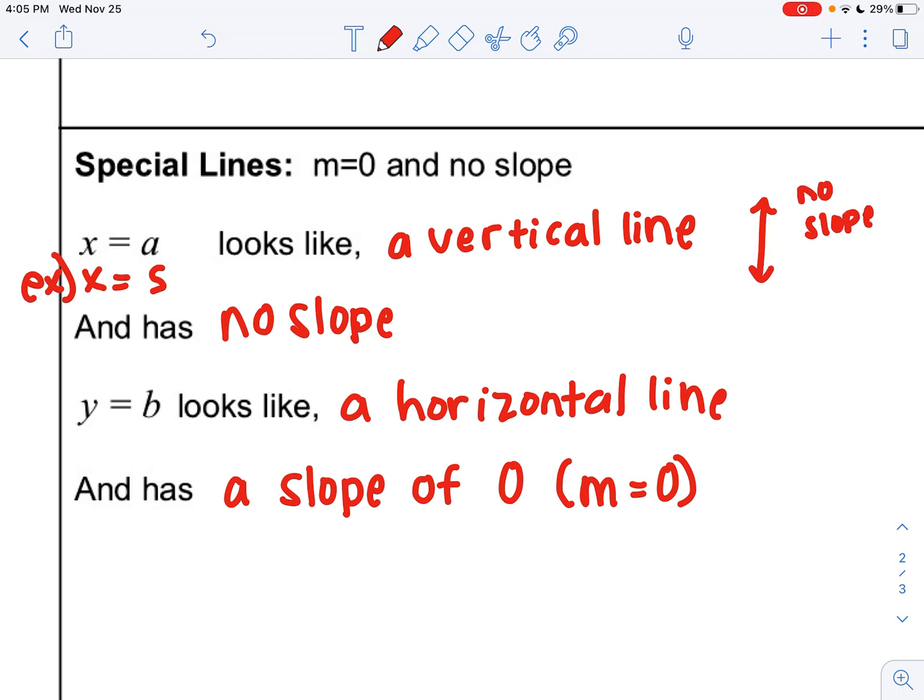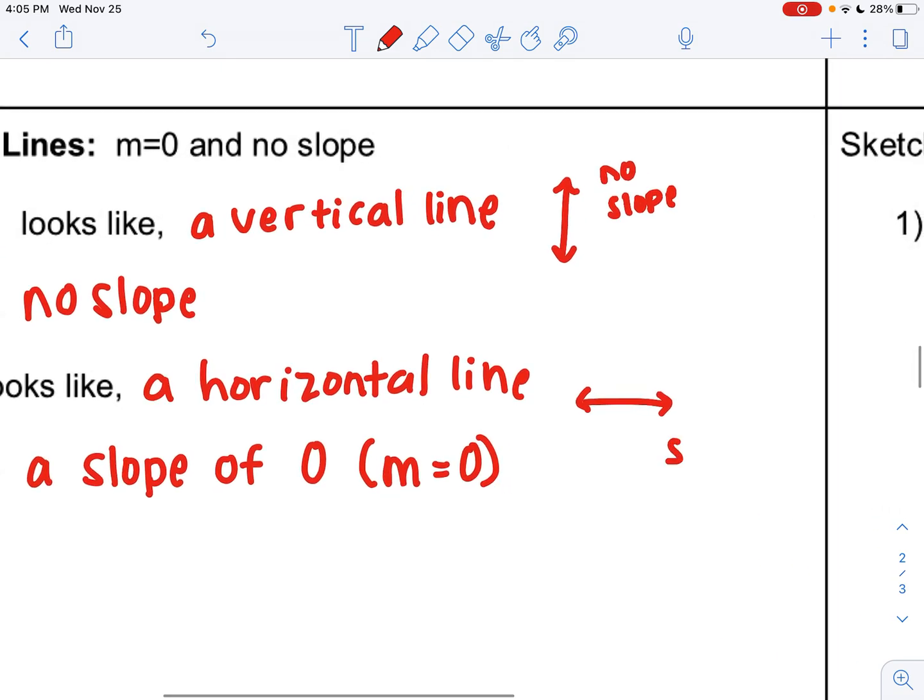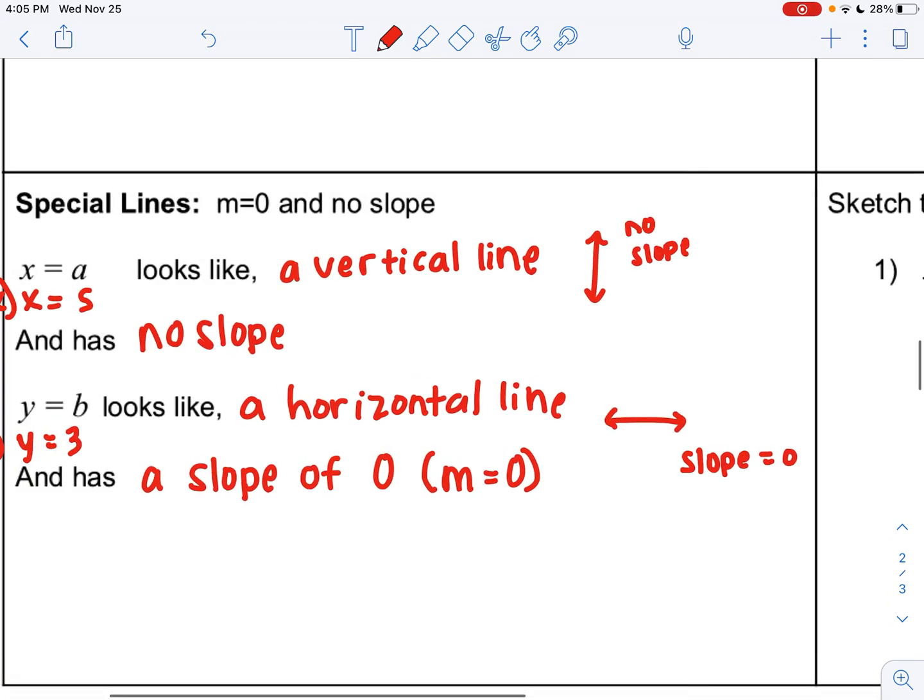Okay, y equals b. So for example, y equals 3. That would look like a horizontal line. And a horizontal line looks like this. And your slope, actually, I'm not going to do an arrow there. Slope equals 0. Okay, m equals 0.